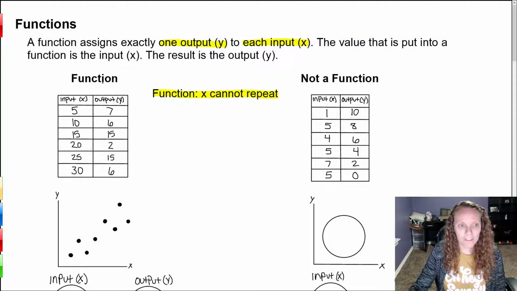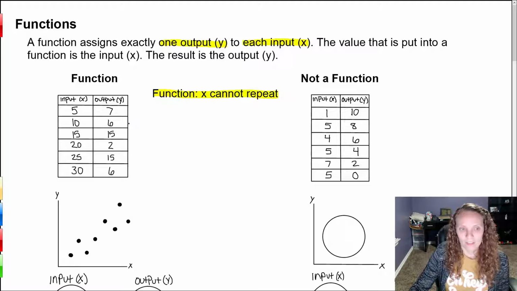This table here is a function. If you look at the X values, they go from 5, 10, 15, 20, 25, 30. I don't see anywhere right here where X is repeating itself. Now, if you look at the output, I notice that a Y value, 15 and 15, does repeat itself, and that is okay, as long as an X value does not repeat itself.